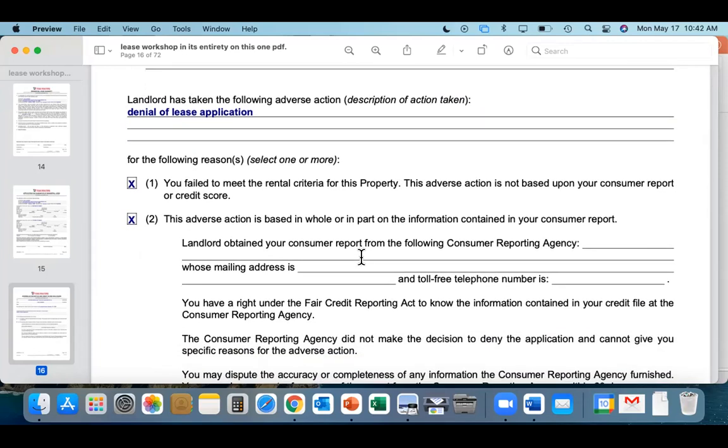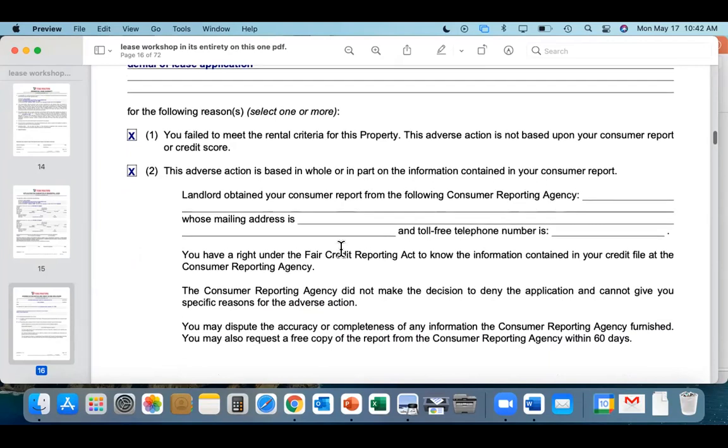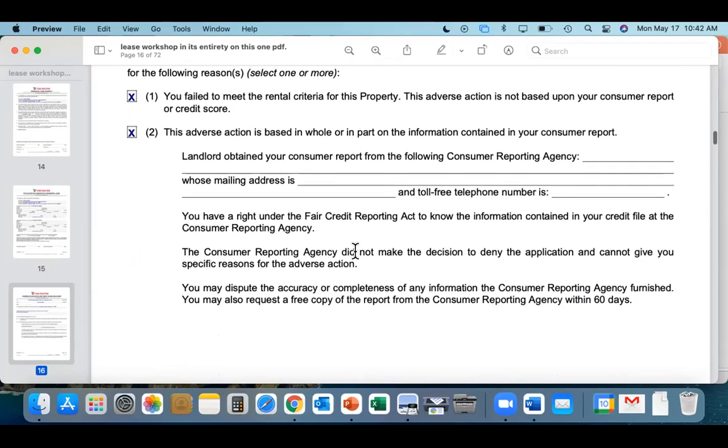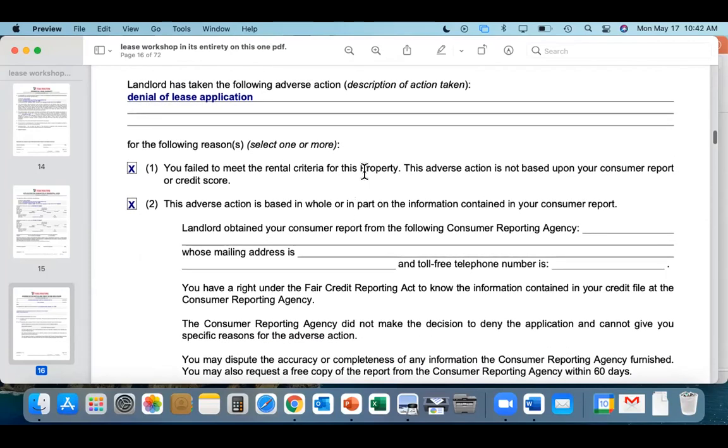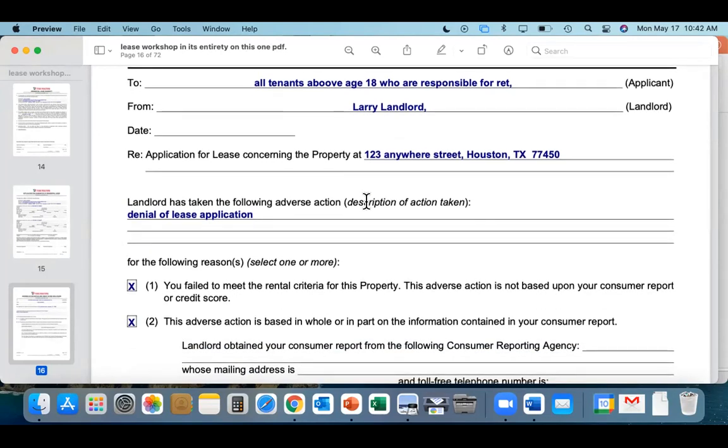And then he states in there for the following reasons: you failed to meet the rental criteria for this property, or this adverse action is based in whole or part on the information contained in your consumer report. This is a great document to give to the tenant, just to let them know what happened and why, because that gives you a clear, defined termination of everything.